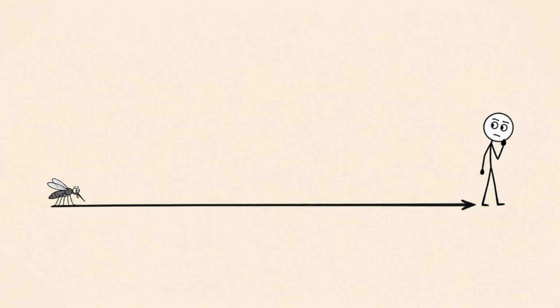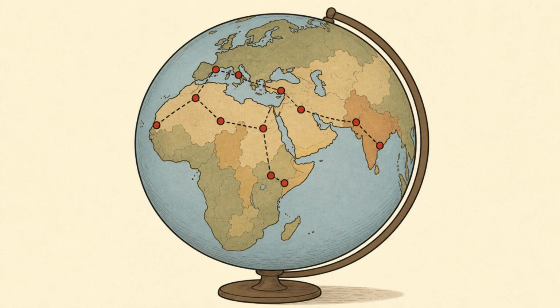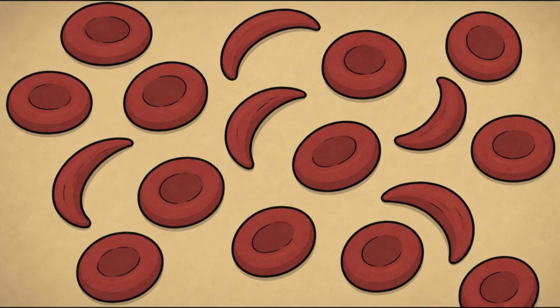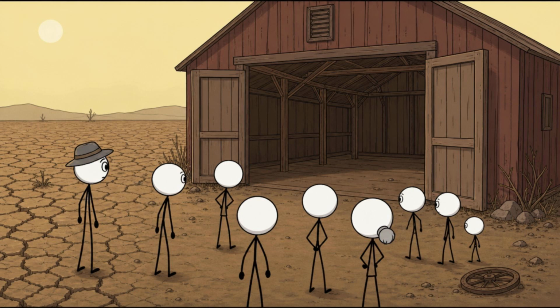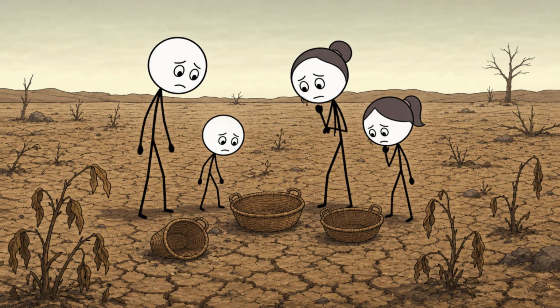Malaria has been traced back hundreds of thousands of years in human populations and is estimated to have killed more individual humans across history than any other single disease. The genetic signature of malaria pressure shows up in blood cell adaptations in populations across Africa, the Mediterranean, and South Asia. Famine is another factor the numbers don't fully capture.